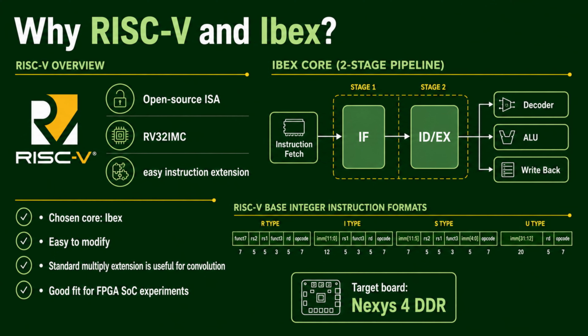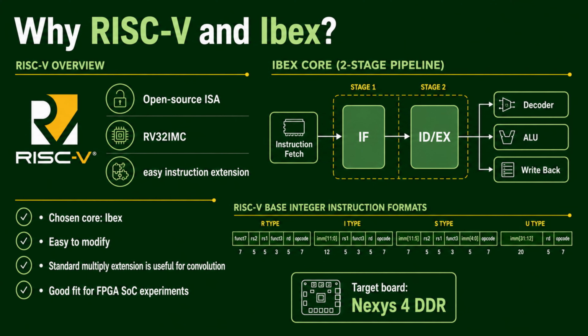The I represents the base integer instruction set. The M extension provides integer multiplication and division, which is particularly useful because convolution algorithms depend heavily on multiply and accumulate operations. The C extension provides compressed instructions. The selected implementation is the Ibex Core. Ibex is useful for experimentation because its internal architecture is relatively understandable and modifiable.